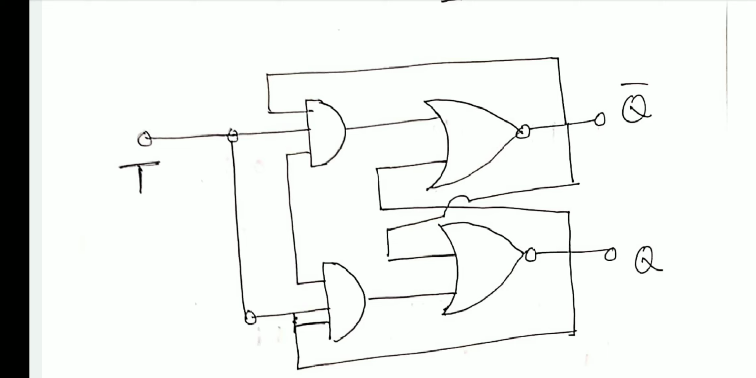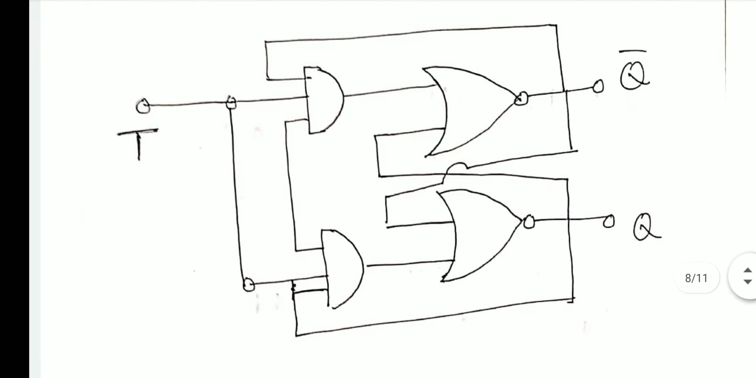When T is 1, that is J is 1 and K is 1, Q becomes the Q bar of the previous value. That is toggling. If the previous value is 0, now Q will be 1. If the previous value of Q is 1, now Q will be 0 when T is 1. So this circuit will toggle the Q output whenever T is 1, and whenever T is 0, it will maintain the previous value of Q. Because of these two useful outputs, this circuit is very useful to construct counter circuits.